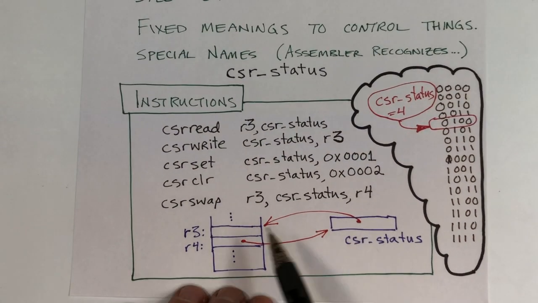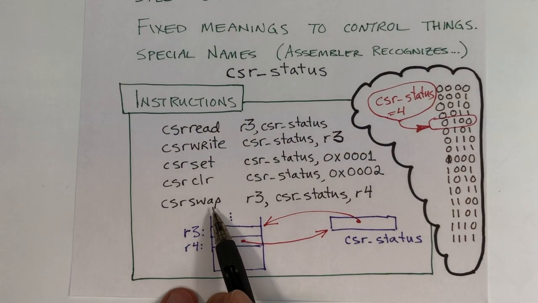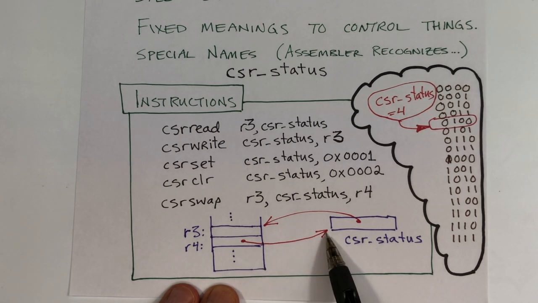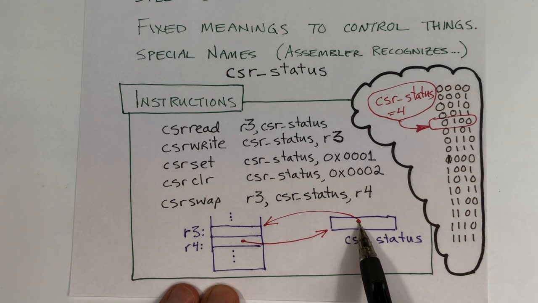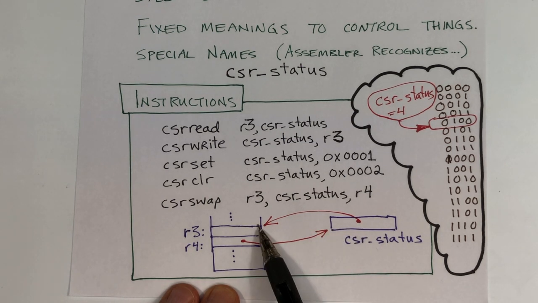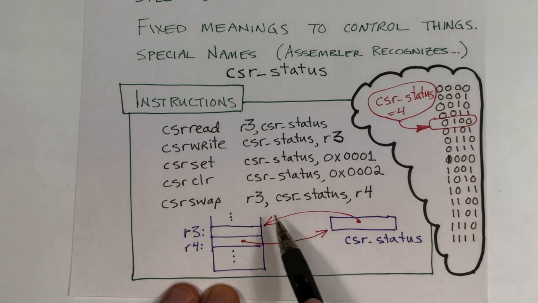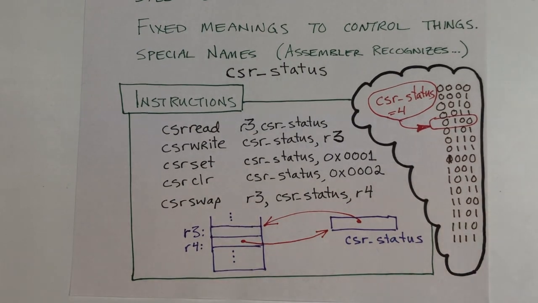And finally, we have the CSR swap instruction, which does 2 things simultaneously. It copies from a general purpose register, in this example, register 4, and it copies from the CSR to a general purpose register. So it does both these things simultaneously, and that's why we call it swap.